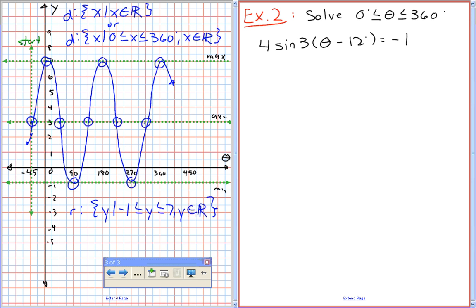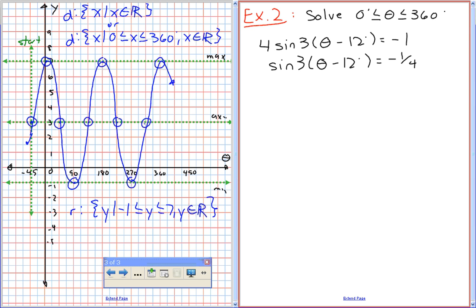Yeah, I know you know how to do that. Jake, up to you. Here we go. First step to get theta by itself is what? Yeah. So it's going to be sine 3 theta minus 12 degrees equals negative 1/4.